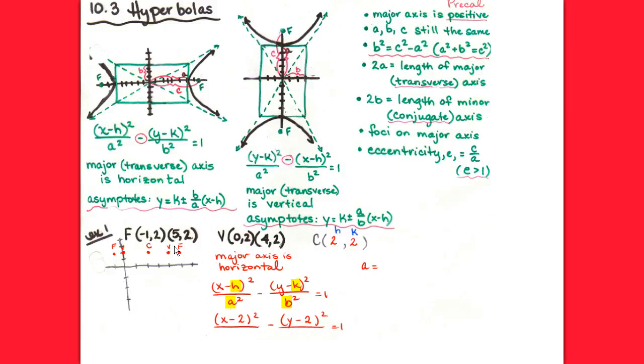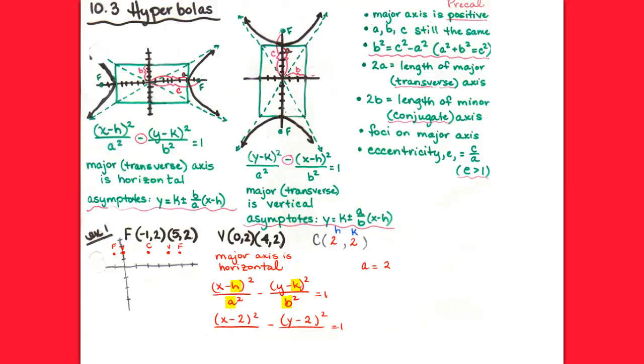All right, so how do we find A? It's the distance from the center to what? The vertex, right. So if I go from my center, which is 2, 2, to my vertex, which is 4, 2, what's that distance? 2. So A is 2. B, I don't know. I don't have enough information about that.